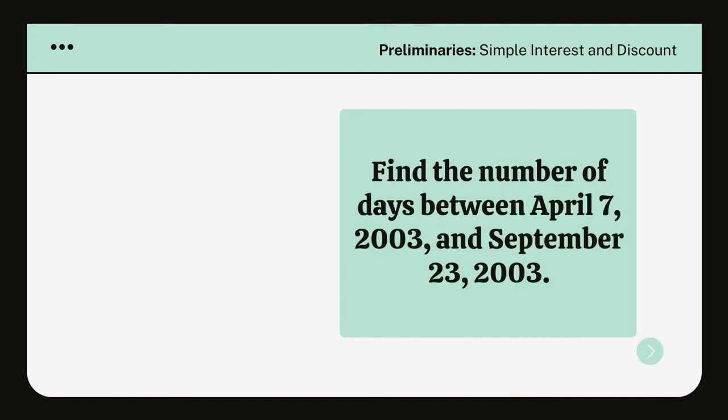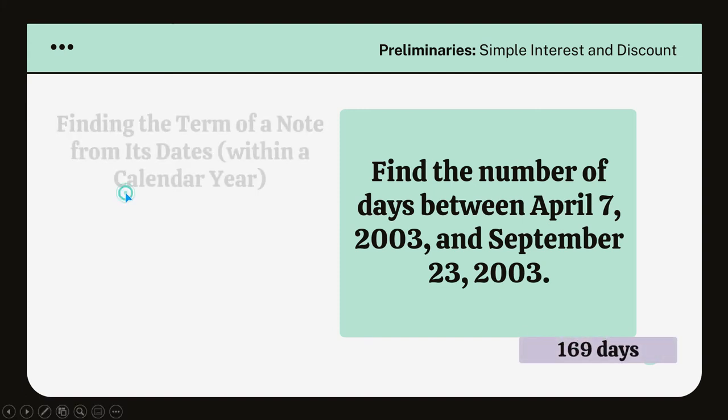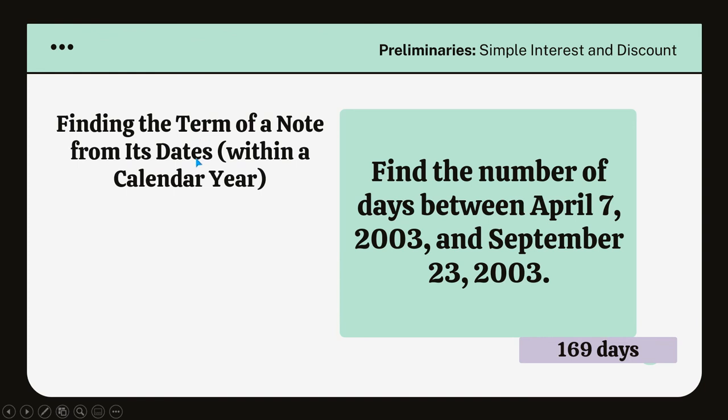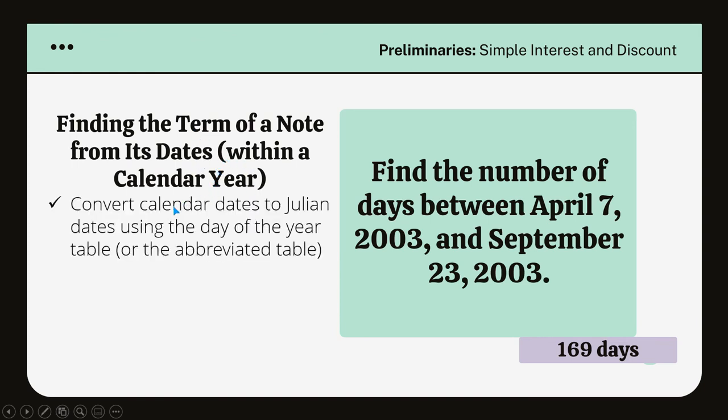Next question. Find the number of days between April 7, 2003 and September 23, 2003. All right. So that's an exact total of 169 days. So how? So finding the term of a note from its dates within a calendar year. So first one, convert calendar dates to Julian dates using the day of the year table or the abbreviated table.